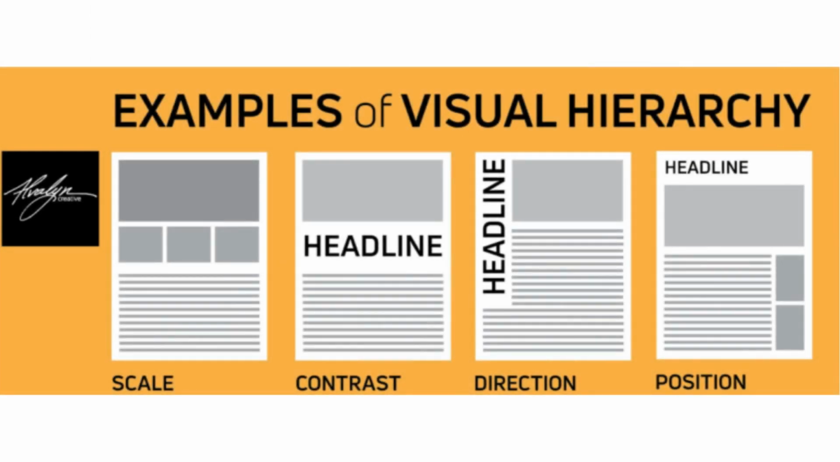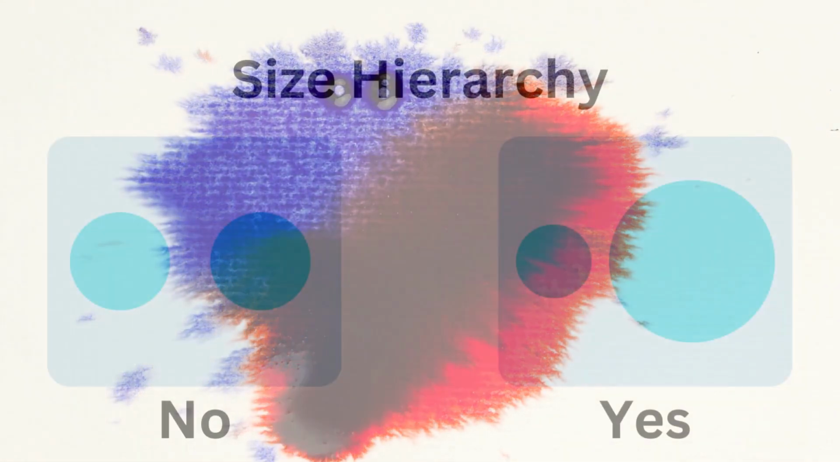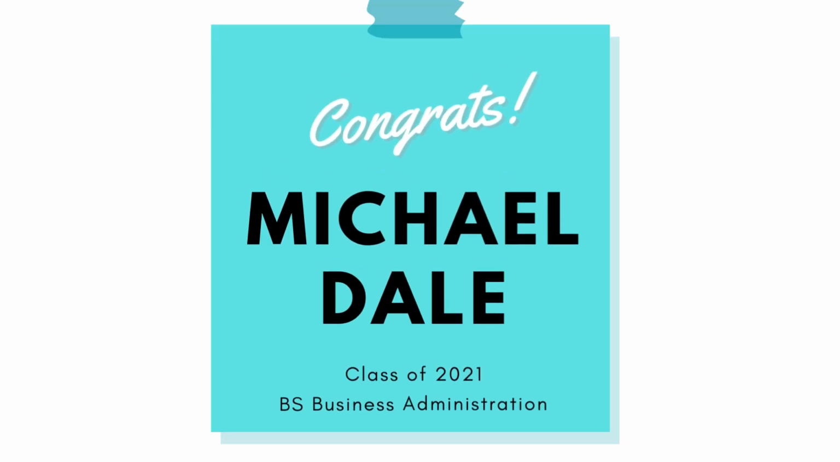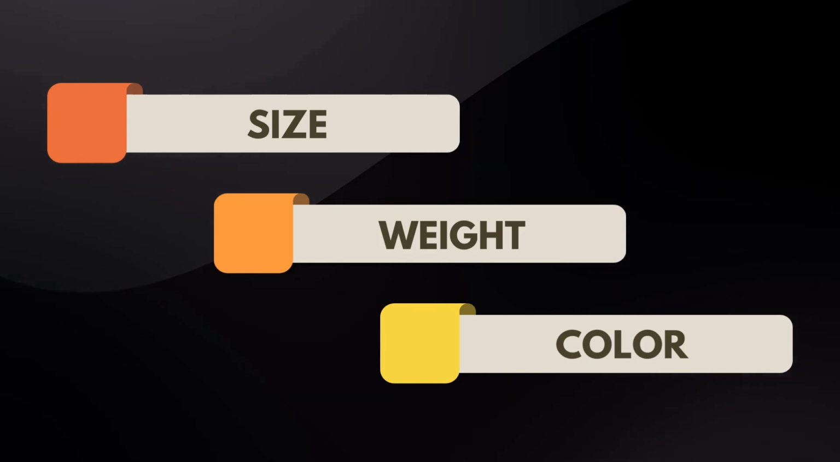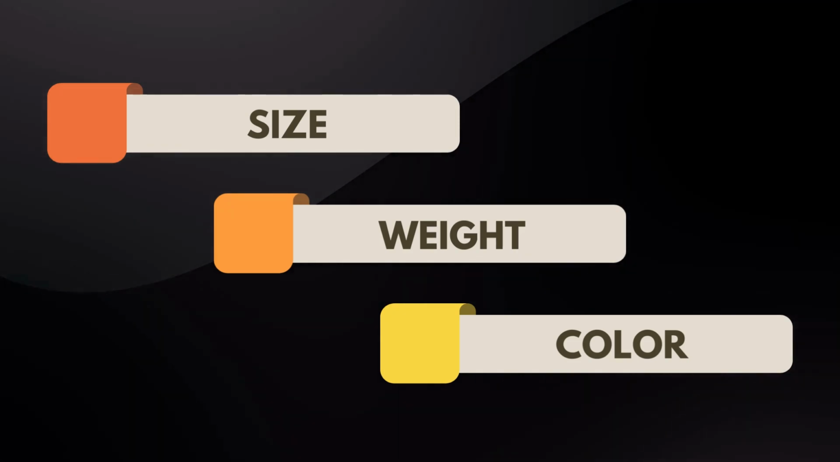To do this, use size, weight, and color to create a sense of order and structure within your design. Size is a great way to emphasize the most important elements of the design, while weight and color can be used to differentiate between the levels of importance. Utilizing these 3 visual elements together will help you ensure that your design flows naturally and is easy to understand.